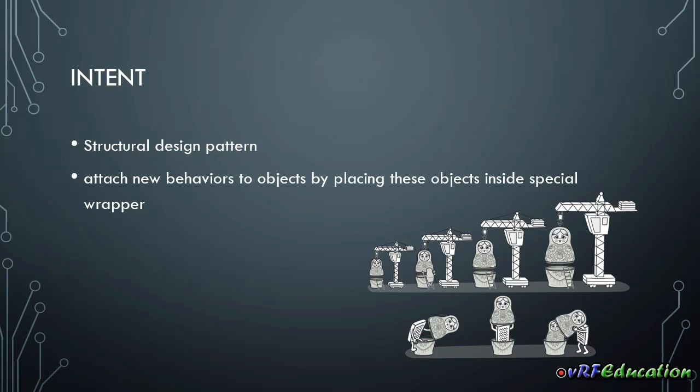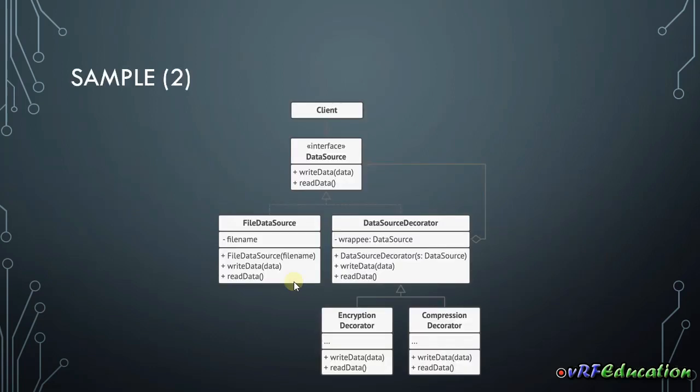If you didn't watch the previous session, I suggest you watch it first and then continue with this one. Today we are going to use another example. Let's see what we are going to implement in this session. I want to write some data into a file in my application. So I create a file data source class that inherits from a base class named data source. Here we have two methods, write data and read data.